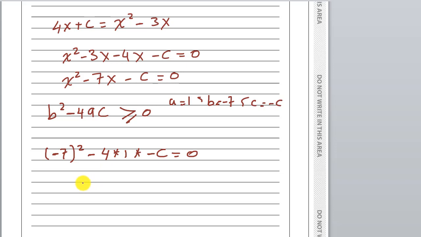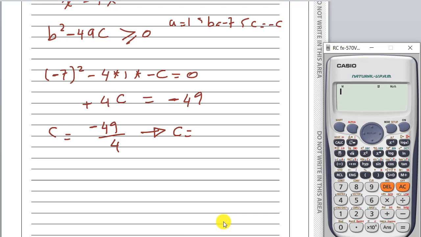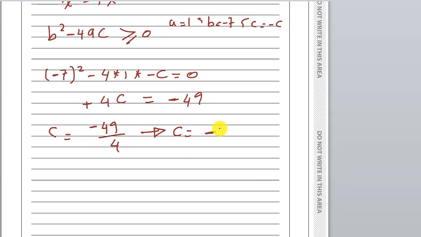So here, plus 4c equals minus 49. So c equals minus 49 divided by 4. This part comes to this side with negative, and here we have plus. So from here, c equals, let us find the calculator, 49 divided by 4, which is 12.25. So c is equal to minus 12.25. This is the value of c.